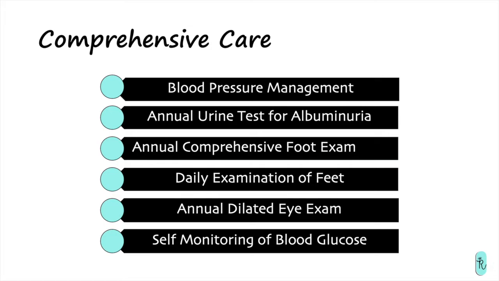In addition, the patient should annually be tested to determine if the patient has albuminuria, or excess albumin in the urine. This is indicated by a urine albumin to creatinine ratio of greater than or equal to 30.